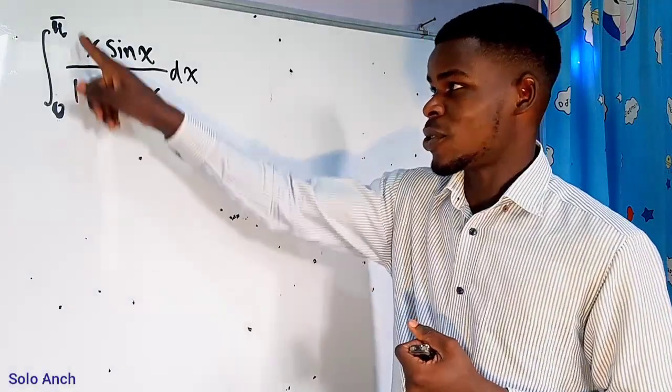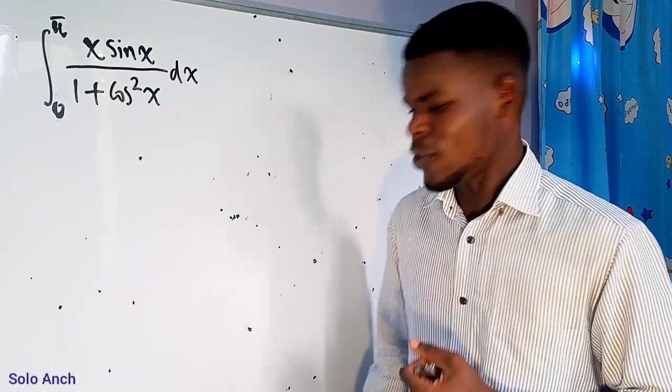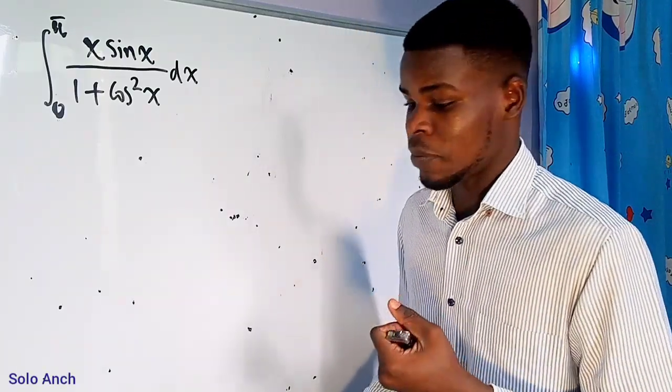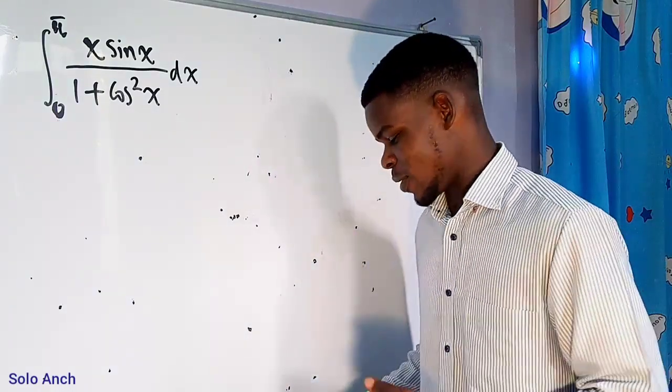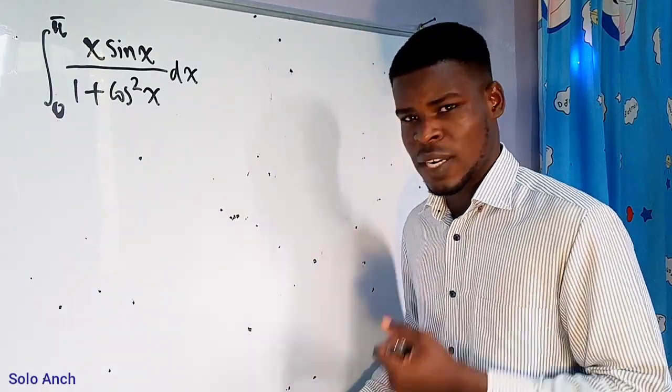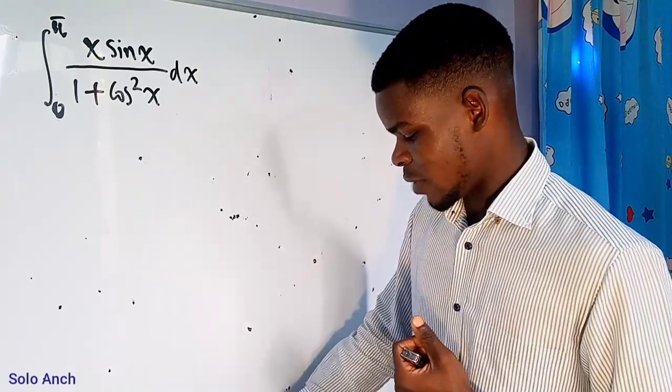Here we are not having from 0 to pi over 2, but rather it's from 0 to pi. But we can still use the same kind of technique. So it's more like killing 2 birds with one kind of stone. So let's just do a similar substitution.